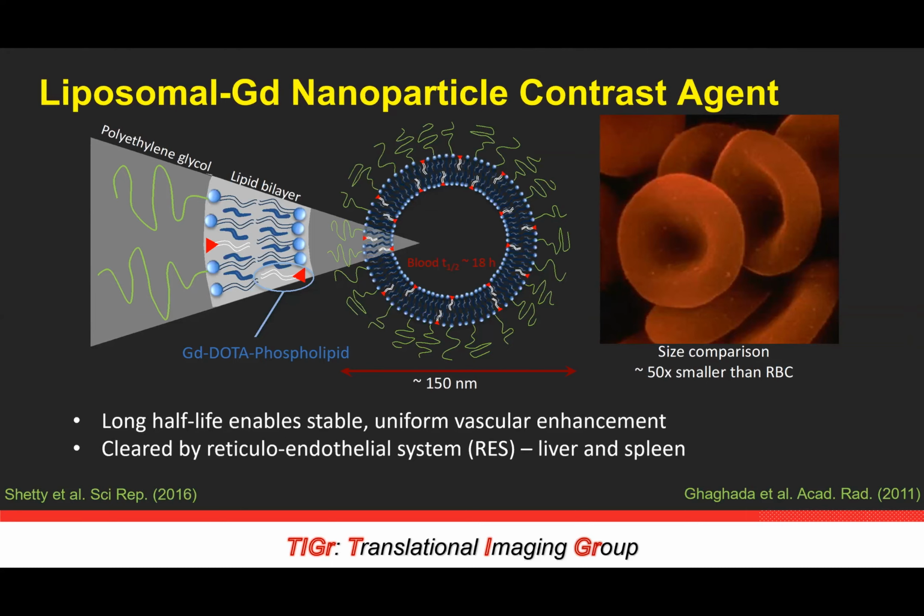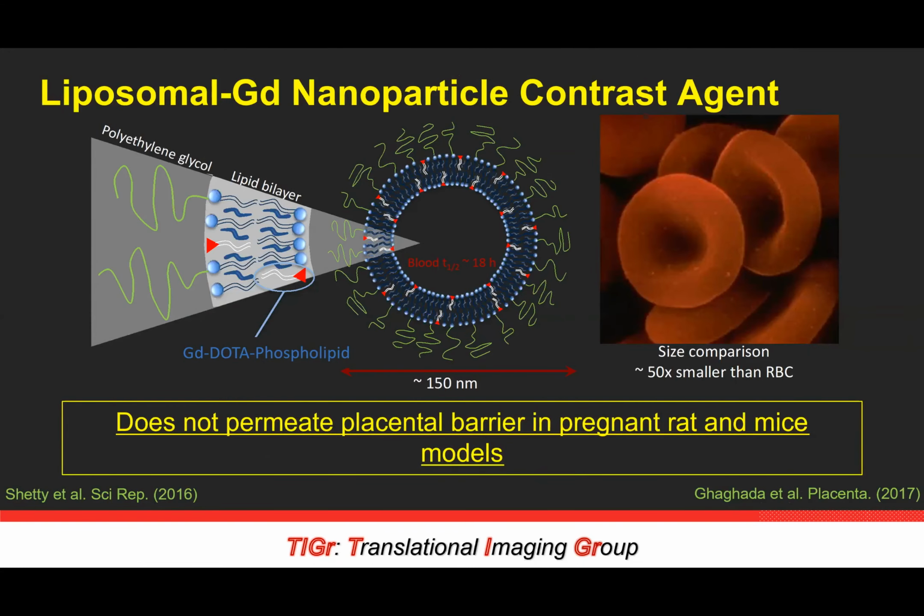Specifically, we have engineered this nanoparticle agent to not permeate the placental barrier in pregnant rat and mice models. This is a critical development for being able to utilize gadolinium in fetal imaging, and also being able to use this for looking at placental disorders.